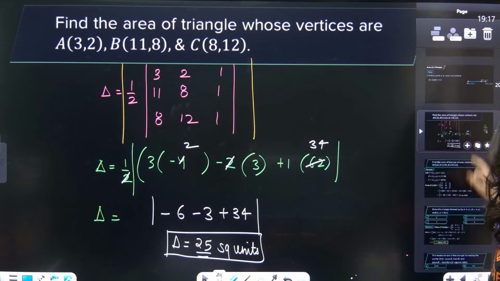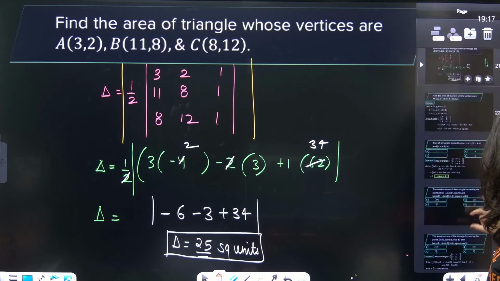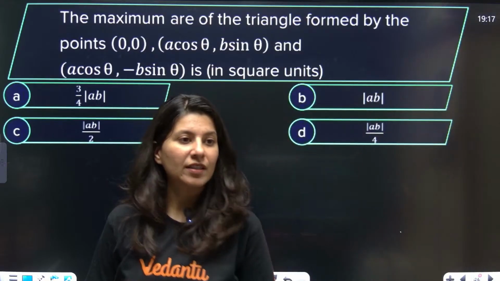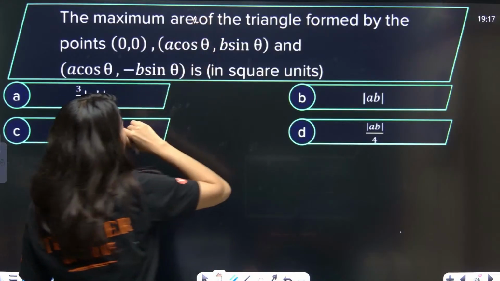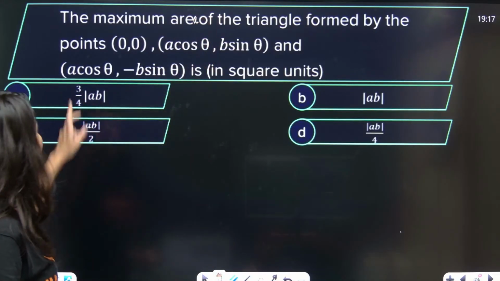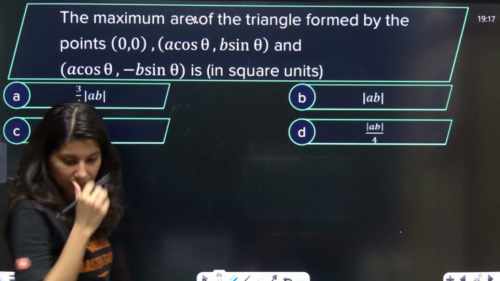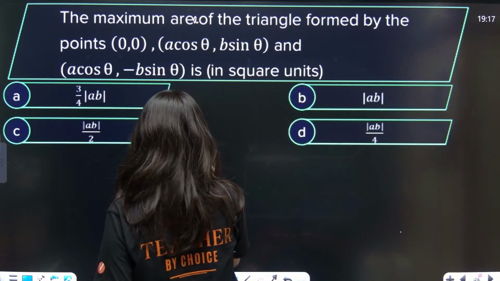Now, next question. Are we ready for the next question? Okay, let's do this question. The maximum area of the triangle formed by these 3 points is the maximum area. So let's talk about the maximum area.